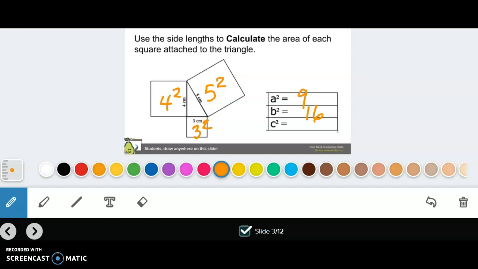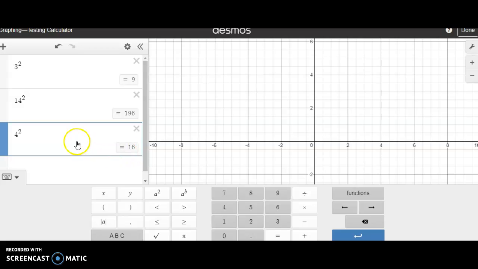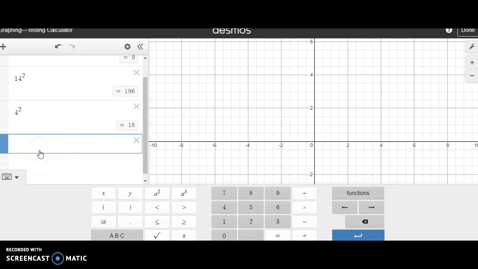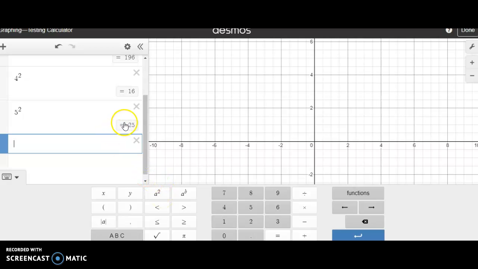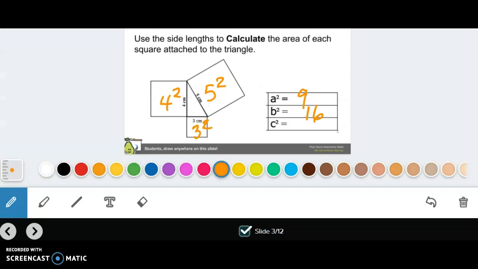And now my C squared, which is 5. Go ahead and hit your A2 button, A squared. It squares it. So my answer is 25. So my C squared is 25.